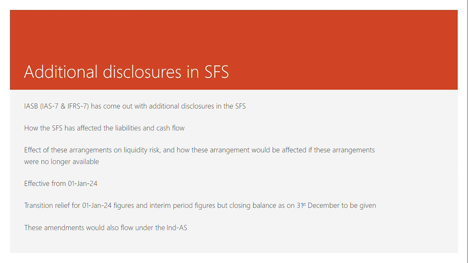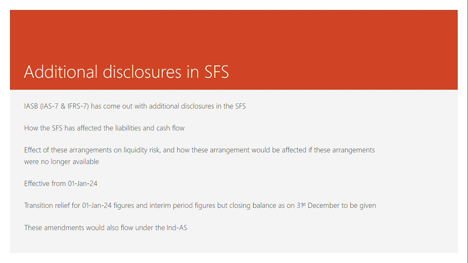Additional disclosures. IAS 7 and IFRS 7 have come out with additional disclosures in the supplier financing scheme: how the SFS has affected the liabilities and the cash flow, the effect of these arrangements on liquidity risk, and how these arrangements would be affected if they were no longer available. If these arrangements were no longer available to the buyer, how it will affect the liquidity risk of the buyer. This has to be given as additional disclosure in the SFS.